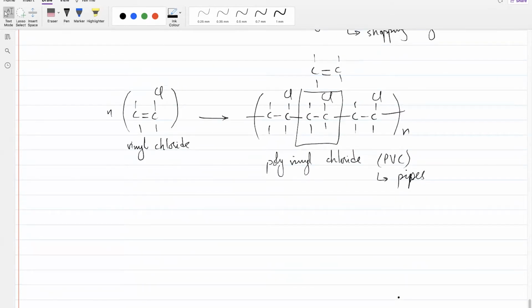Similarly, we have another important monomer जिसको हम, इसका नाम क्या होगा? बताइए, what do you think it is? Tetrafluoroethene. शाबाश, tetrafluoroethene, yes. Now this thing, tetrafluoroethene, so I'll just call it TFE.